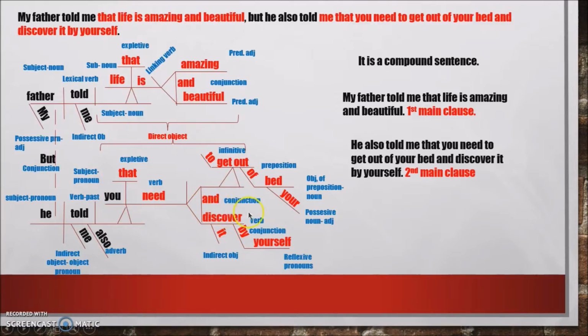Discover is a verb, sorry. It is the indirect object. By is the conjunction. And yourself is a reflexive pronoun. This is a compound sentence because we have two main clauses.